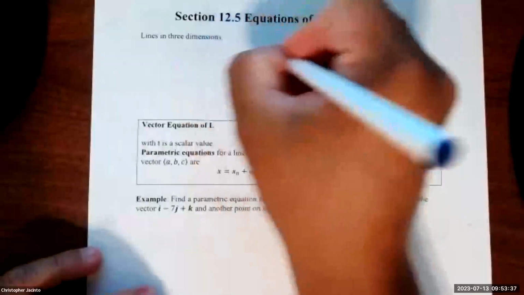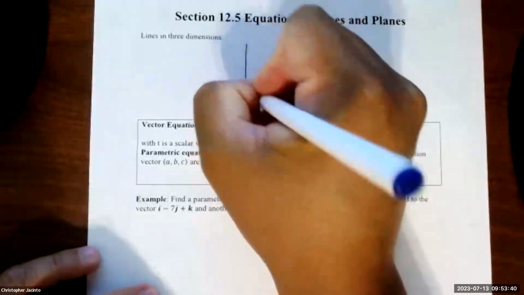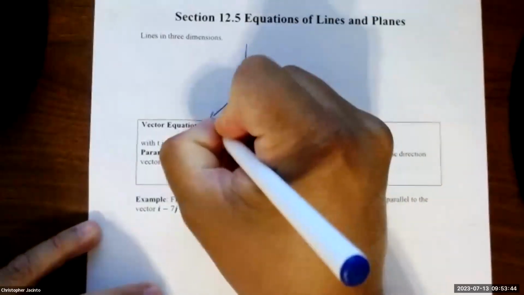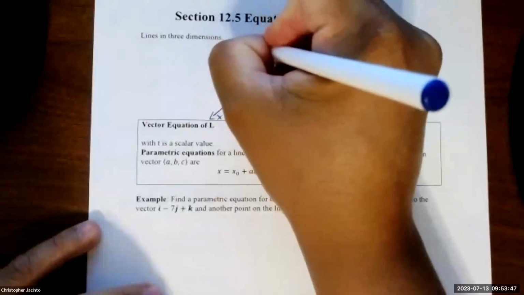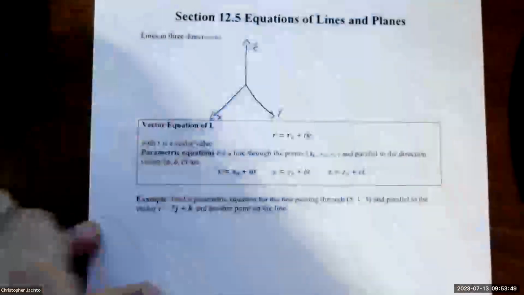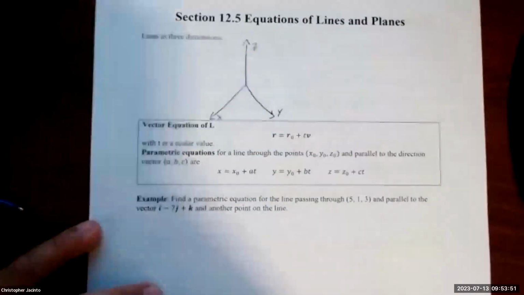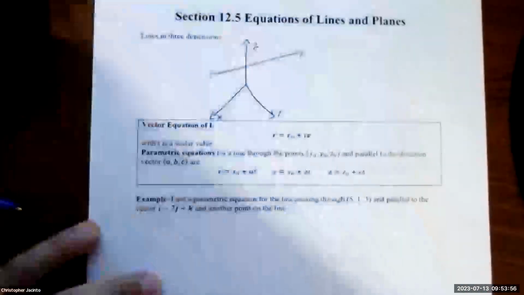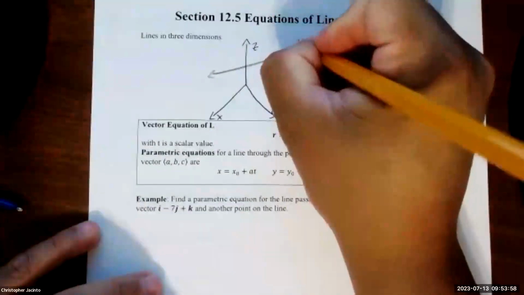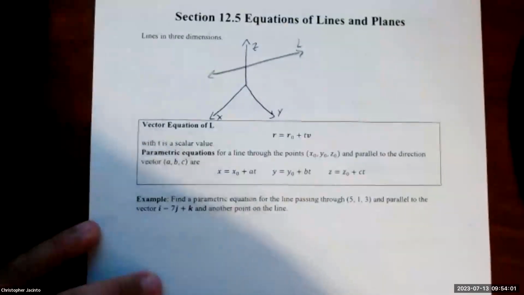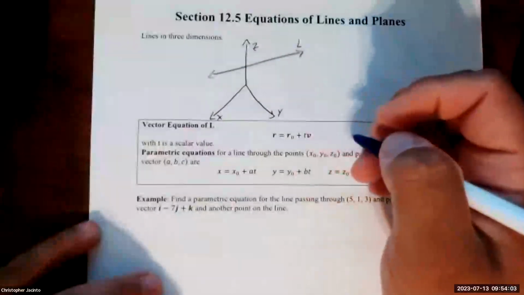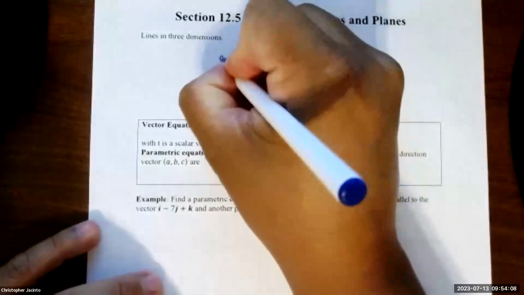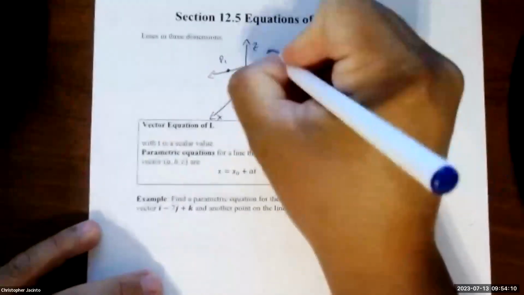In 3 dimensions, let's suppose we have our 3-dimensional plane here, and we have some random line, let's say here. We'll call this L. And we have 2 points on this line. We'll call this P1 and just P naught.